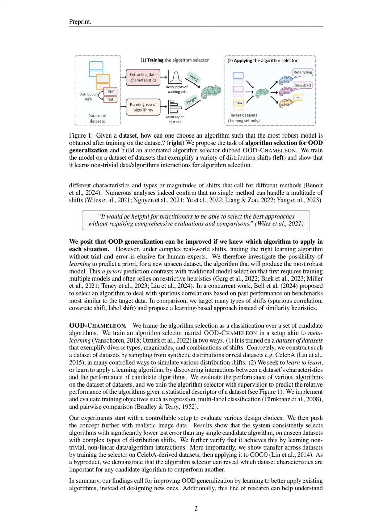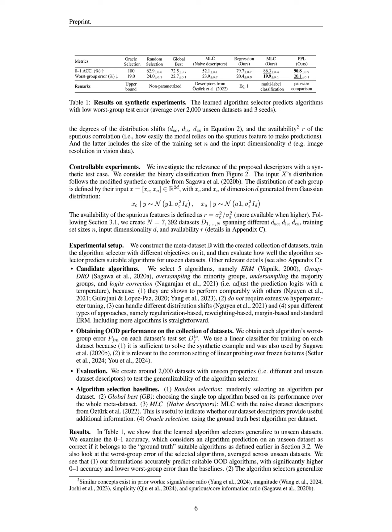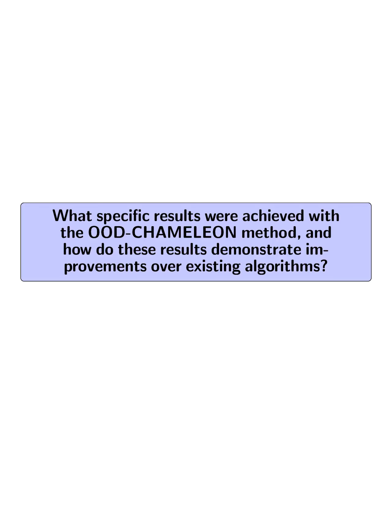Additionally, the method was tested on real datasets derived from CelebA and COCO, where it demonstrated significantly lower worst group error and higher accuracy compared to baseline methods. The results indicated that the algorithm selector effectively adapts to the nature of the dataset, confirming its robustness and generalizability across different domains. What specific results were achieved with the OOD-CHAMELEON method, and how do these results demonstrate improvements over existing algorithms?